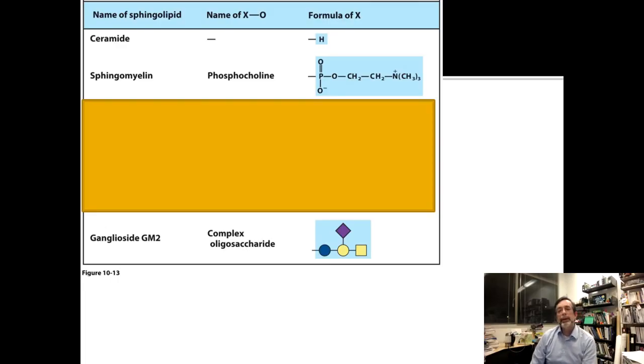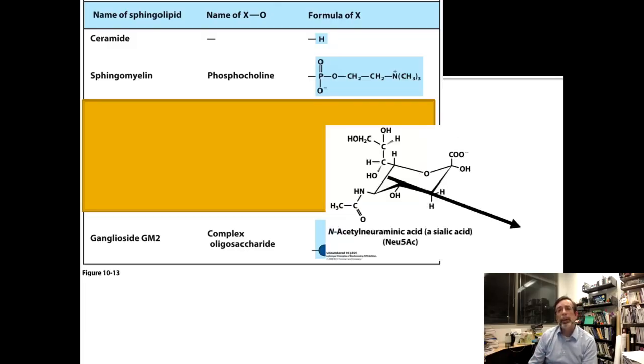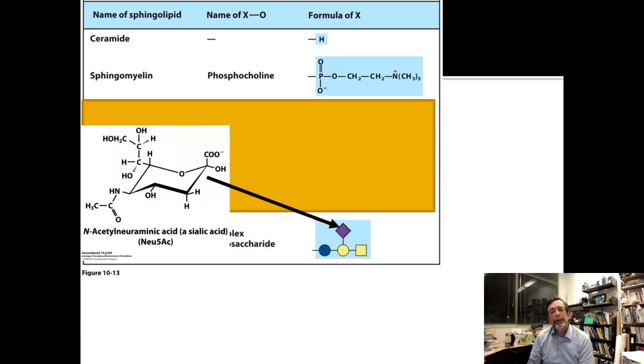The other thing that you can see is that some sphingolipids, for their X, have complex oligosaccharides. So instead of a phosphate head group, they'll have a bunch of sugars. Still going to be hydrophilic, still going to be pointing up. And in fact, you can see some of the shapes that you've seen before. There's one sugar, that's the purple diamond. I told you not to memorize sialic acid because I can't memorize that. I don't want you to memorize that.